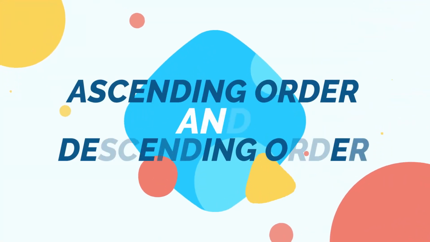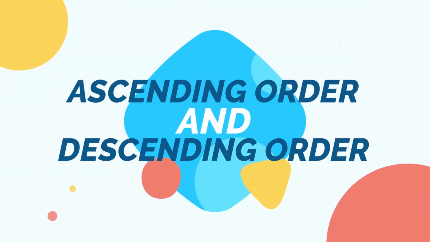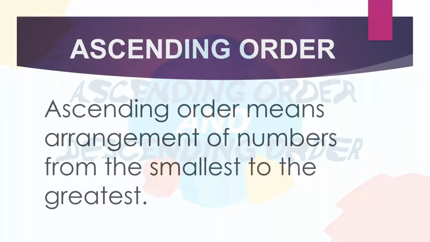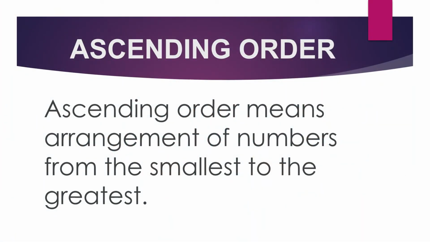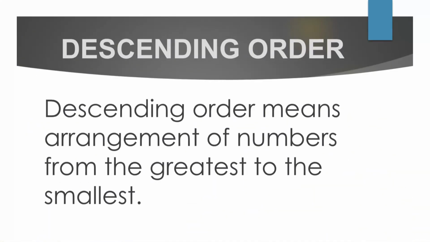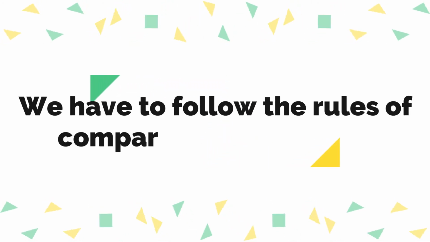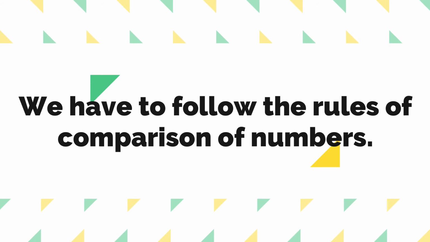Okay, now let us know ascending and descending order. What is ascending order? Ascending order means arrangement of numbers from smallest to the greatest. And what is descending order? Descending order means arrangement of numbers from the greatest to the smallest. To arrange the given numbers in ascending order or descending order, we have to follow the above rules only, that is, the rules of comparison of numbers.